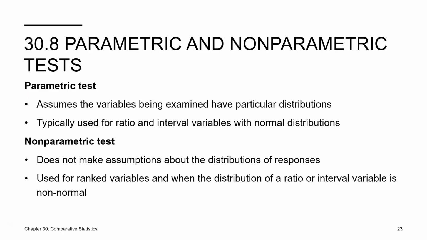There are two key types of tests: parametric and non-parametric. A parametric test assumes the variables being examined have a particular distribution, and these are typically used for ratio and interval variables that have a normal distribution. A non-parametric test does not make any assumptions about the distribution of responses. This is used for ranked variables or when the distribution of ratio or interval variables is non-normal. So if you have skewed data or some sort of scale data, you will probably use a non-parametric test.